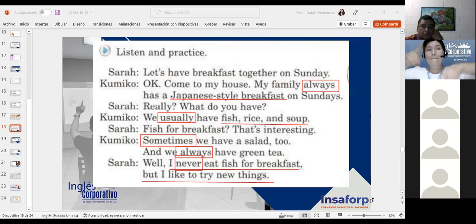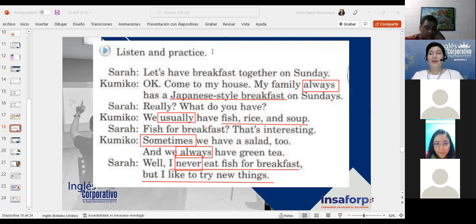Adverbs of time. Frequency. Adverbs of frequency, because it gives me the frequency of situations. For example, if I say, I always go to the beach. Right? I always go to the beach. I never go to the beach.